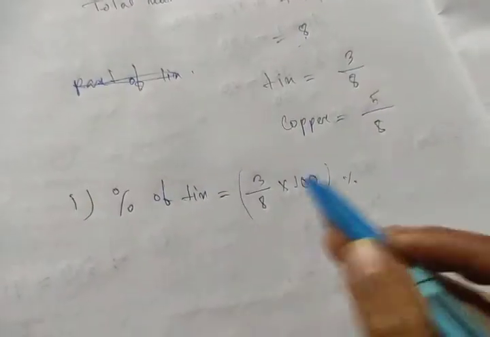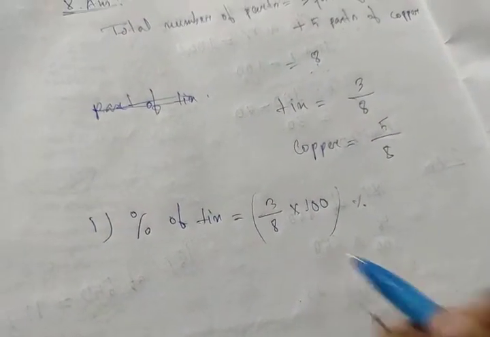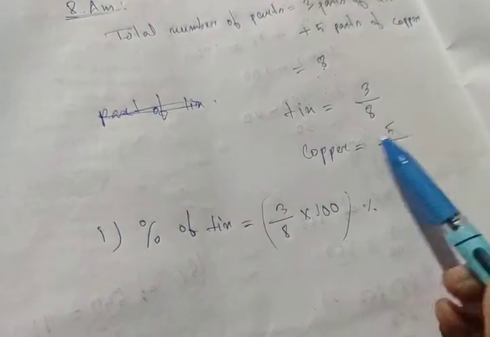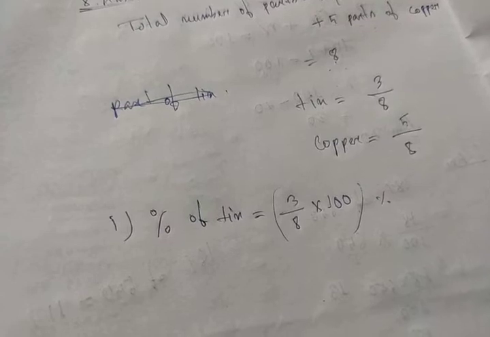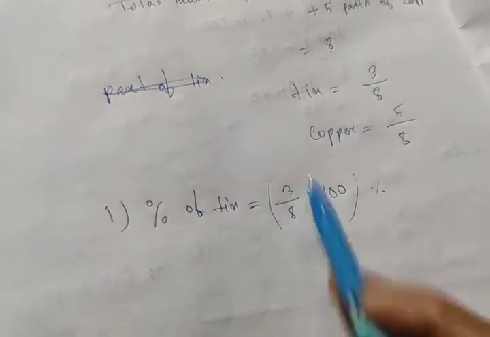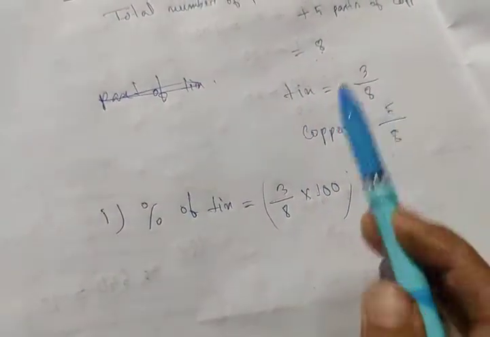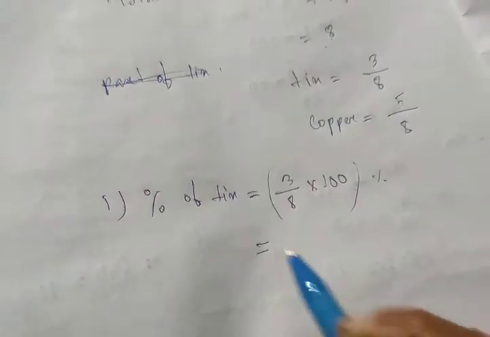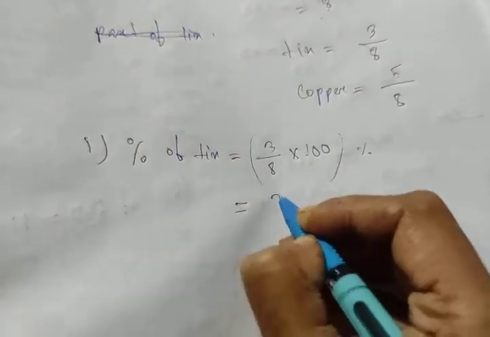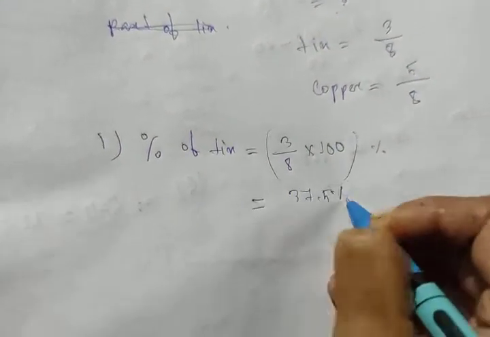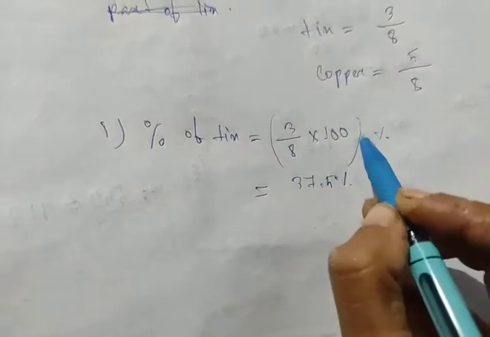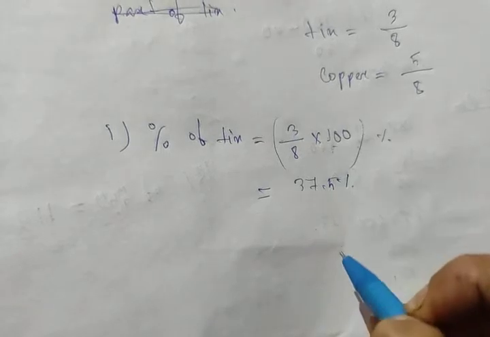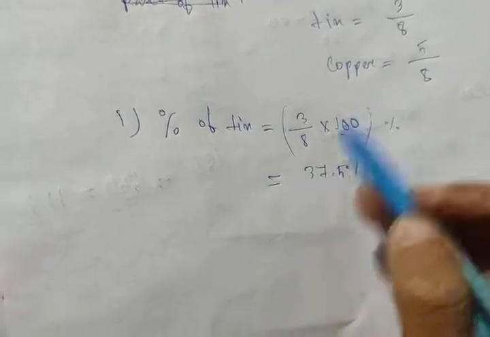I think this is clear for everyone, since we solved this type of question in the last exercise, how to convert a fraction or decimal into percentage. So the percent of tin: 3 by 8 is the fraction of tin, so we need to convert it into percentage. So 3 by 8 into 100, you will get the value 37.5%. Now this is clear for everyone how to simplify this. There is nothing, that means 1, so you will first convert it to multiplication of fractions, then you will convert to decimal.